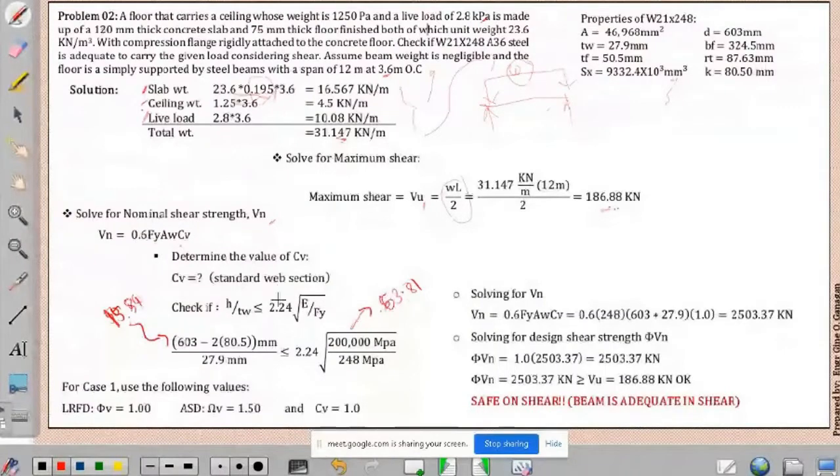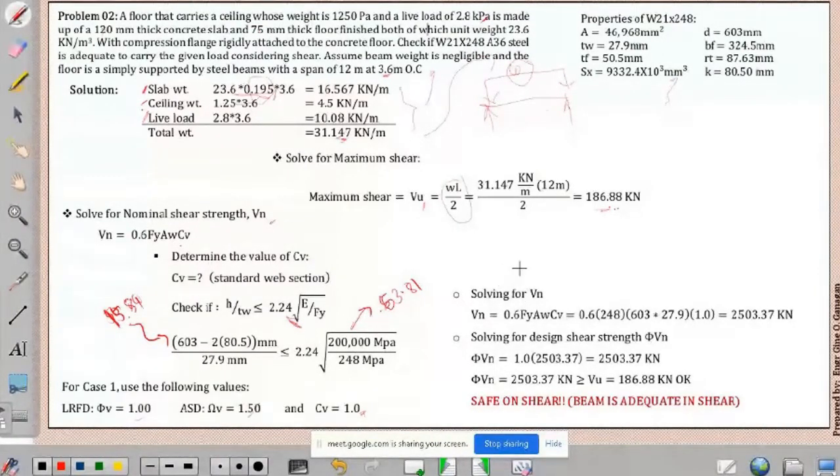Okay. So, yung width thickness ratio natin mas maliit kaysa doon sa ating given equation. So, pasok siya sa condition sa case 1. So, yung gagamitin nating Cv is equal to 1.0. And yung gagamitin nating reduction factor for LRFD is 1, for ASD 1.5. Okay? So, pag hindi siya pasok sa case 1, diretso na kayo sa case 2. Solve niyo sa case 2.